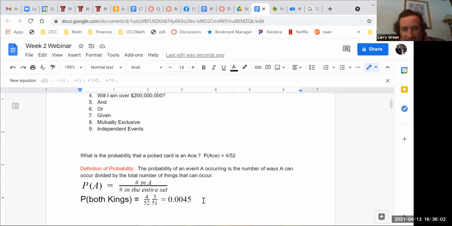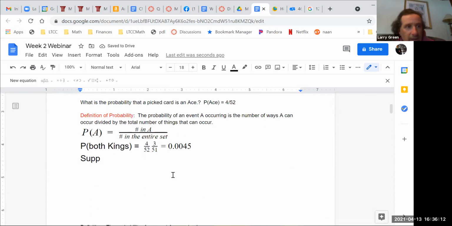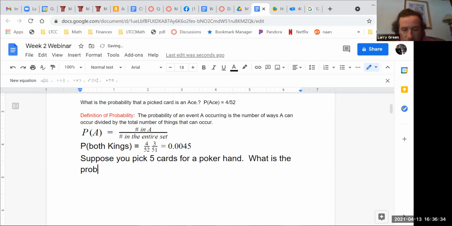Okay, now comes a harder question. So suppose you pick 5 cards for a poker hand. What is the probability of getting a royal flush? Now, I don't expect you to know what one is, but my guess is someone in the class does.